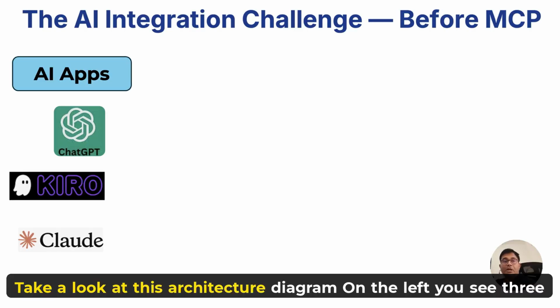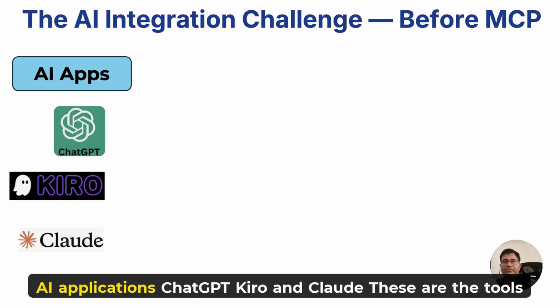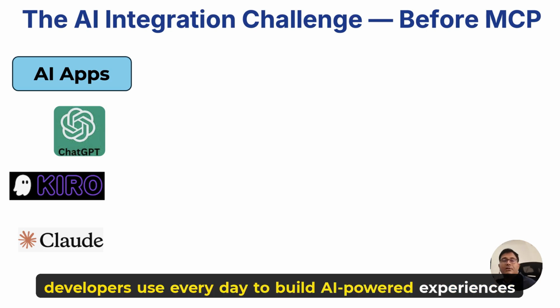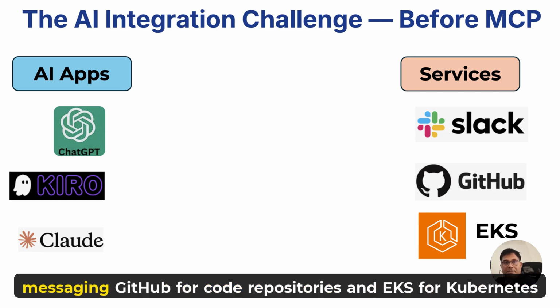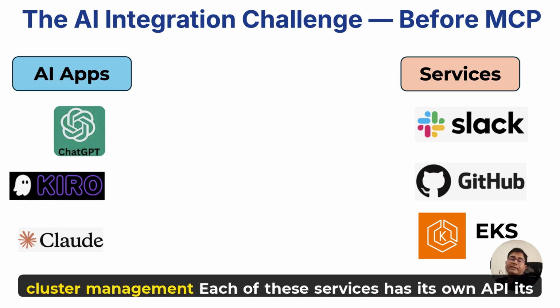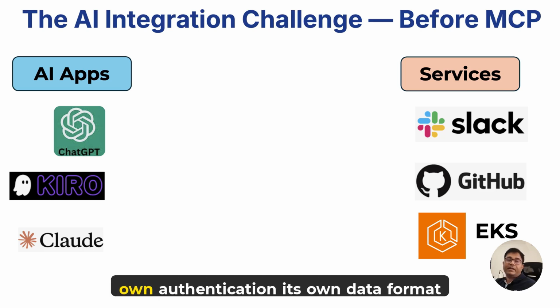Take a look at this architecture diagram. On the left, you see three AI applications, ChatGPT, Kiro, and Claude. These are the tools developers use every day to build AI-powered experiences. On the right, the services they need to connect to, Slack for messaging, GitHub for code repositories, and EKS for Kubernetes cluster management. Each of these services has its own API, its own authentication, its own data format.